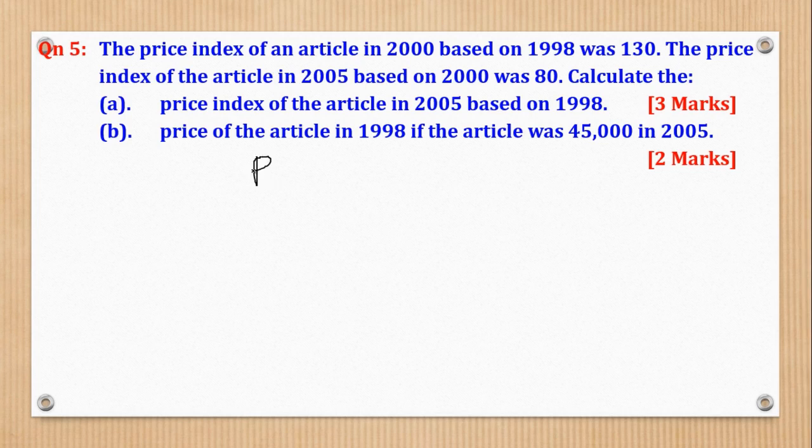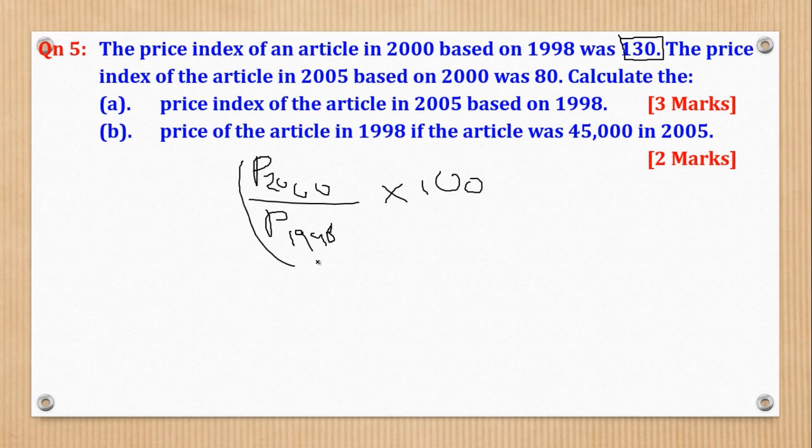There is the one which is just a ratio. For example, here, 2000 using 1998. So we can use P2000 over P1998. That is also okay, but when you look at this price index, it is in hundreds, meaning that it was already multiplied. To get it, they already multiplied by 100. Therefore, there are two options. You can either give it in this. If it was just a ratio, it would have been 1.3, and yet it would have been 0.8.